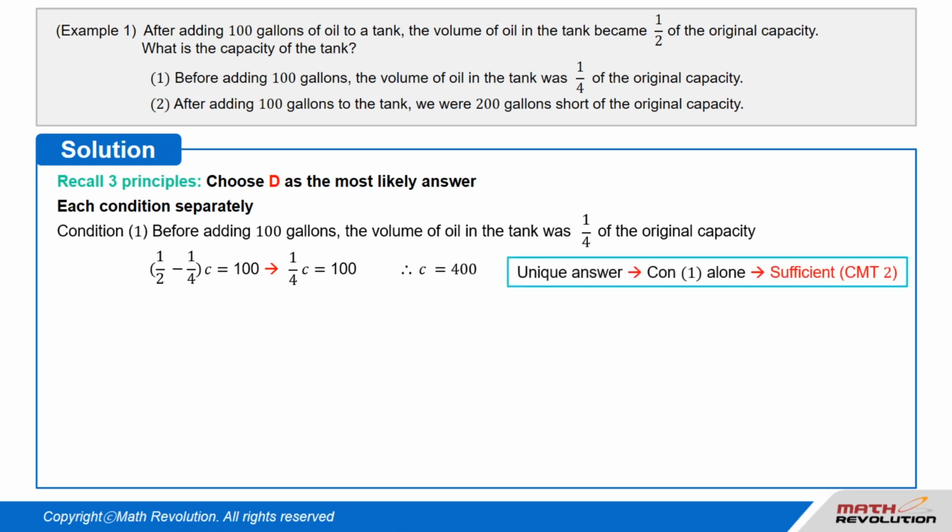Since the answer is unique, the condition is sufficient by CMT2, which means that the number of answers must be 1.